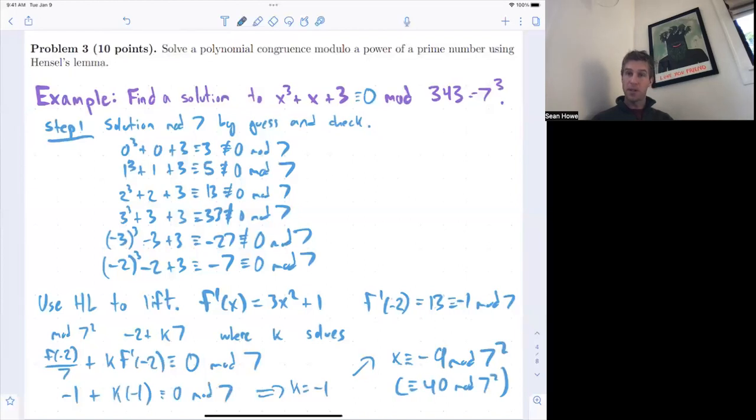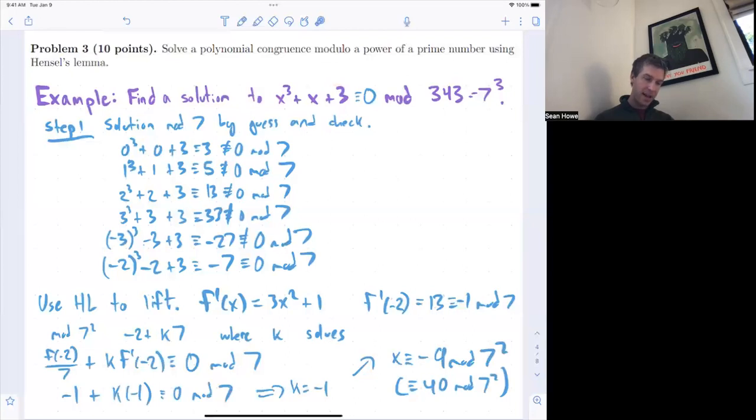I still have to do one more step, right? I still have to lift it to a solution mod 7 cubed. I'm not going to go through that here in the interest of time, but you would just repeat the same step. You'd have to compute -9 cubed plus -9 plus 3, and divide that by 49, so 7 squared. That's a little bit more complicated than anything I'll ask you to do on the exam, but you could do that by hand, and then you'll get the solution.